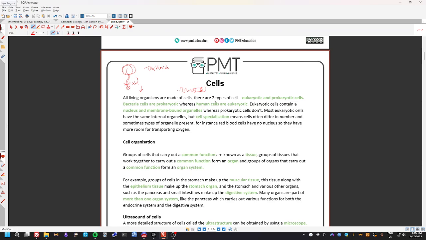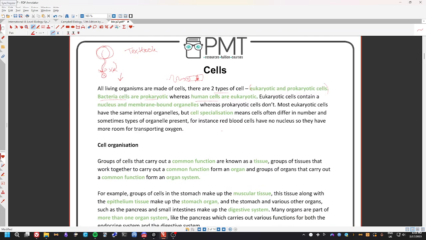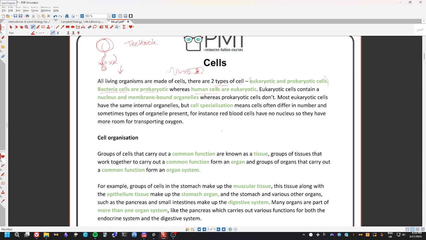We're going to be talking about the divisions. We're going to have two types of cells, eukaryotic and prokaryotic, and we'll give some examples. Bacterial cells are prokaryotic, whereas human cells are eukaryotic. This is the most apparent differentiation between the two. Eukaryotic cells contain a nucleus and membrane-bound organelles, whereas prokaryotes don't. That's difference number one, the most primary difference.